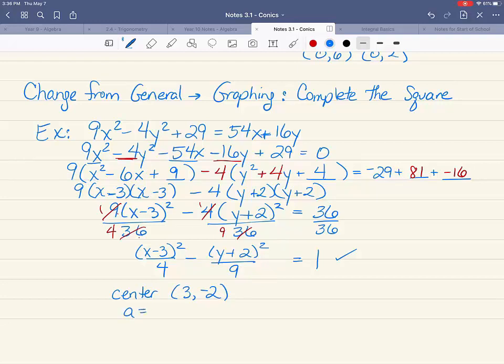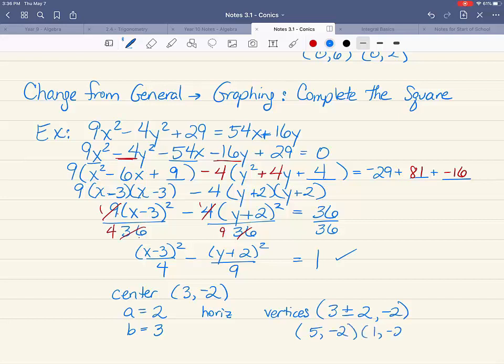A is 2. B is 3. Is this a horizontal or a vertical hyperbola? It is horizontal. So the vertices would be adding the a value to which letter? You're adding the a to the x. So it's 3 plus or minus 2, comma -2. So the vertices would be 5, -2 and 1, -2. So there you go. There's all your pertinent information right there.